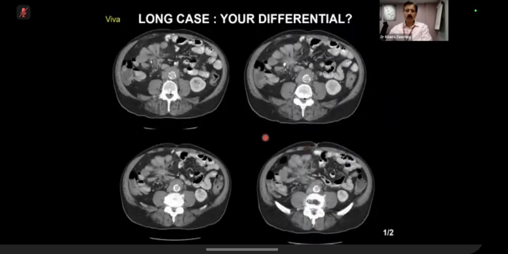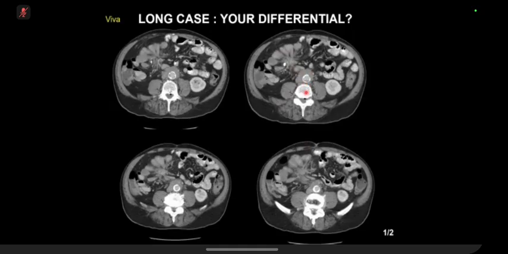Candidate 12. In this case, if you can see, there is a soft tissue lesion with some calcification in the mesentery. With that, there is something around the aorta. What will be your differential? Long case. It's a long case. I'll show you another film for this.